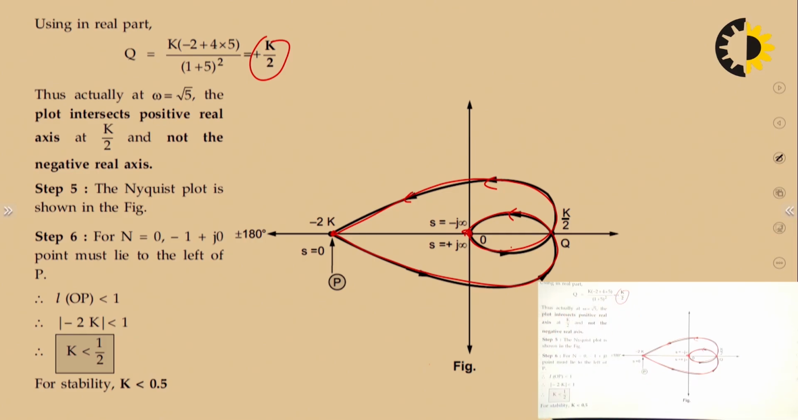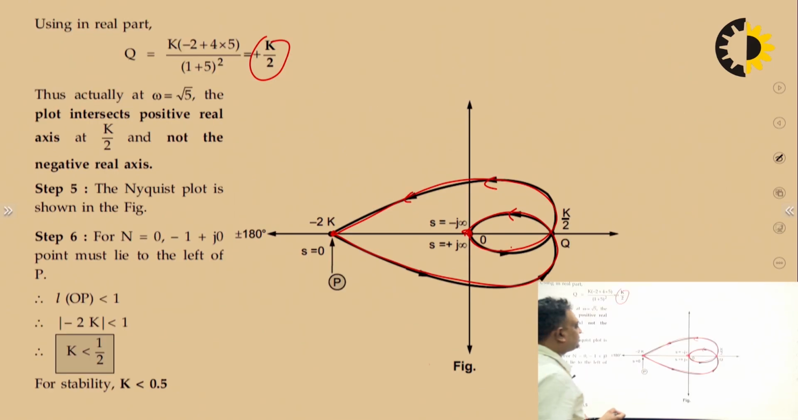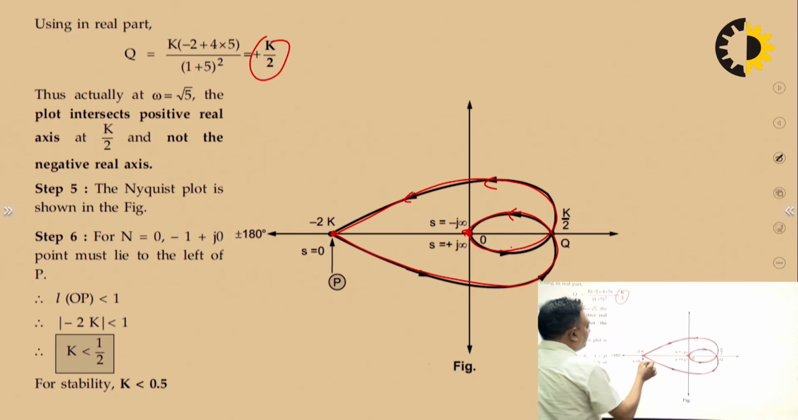Now for stability we have obtained the condition that n equals to minus p. It means the minus 1 plus j0 point, where should it lie? If it lies here, then the number of encirclements will become minus 1. But the condition for stability is that the minus 1 plus j0 point should not be encircled. So it will lie somewhere over here.